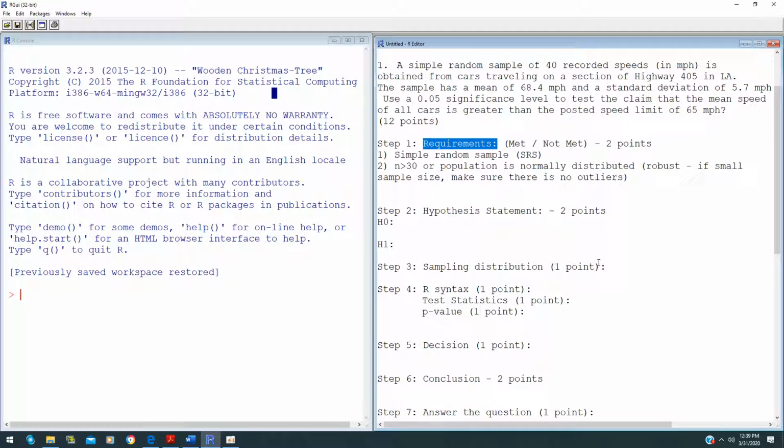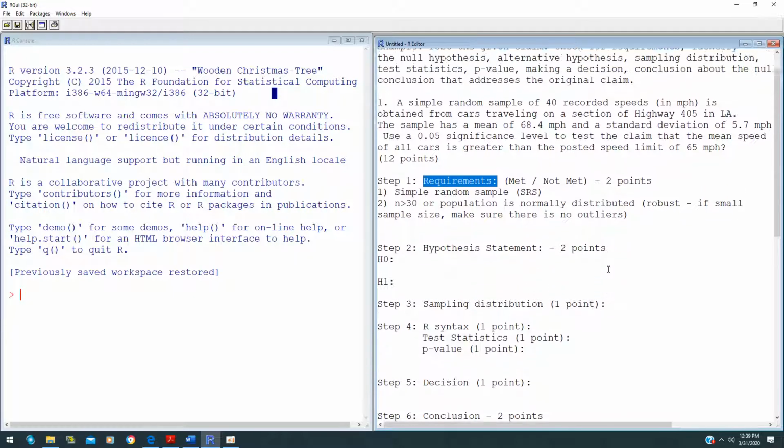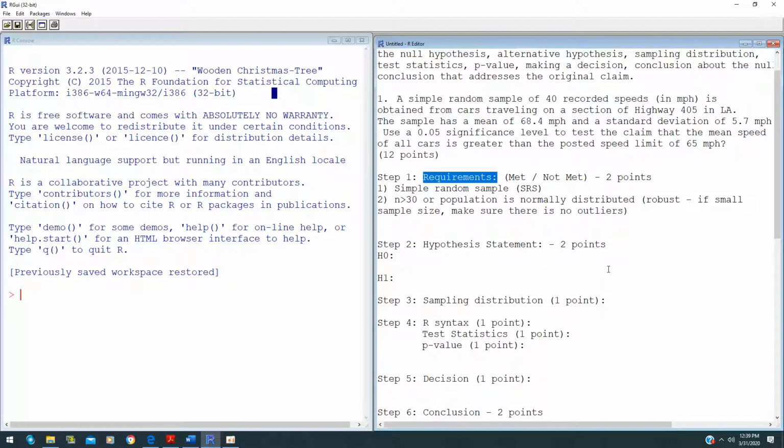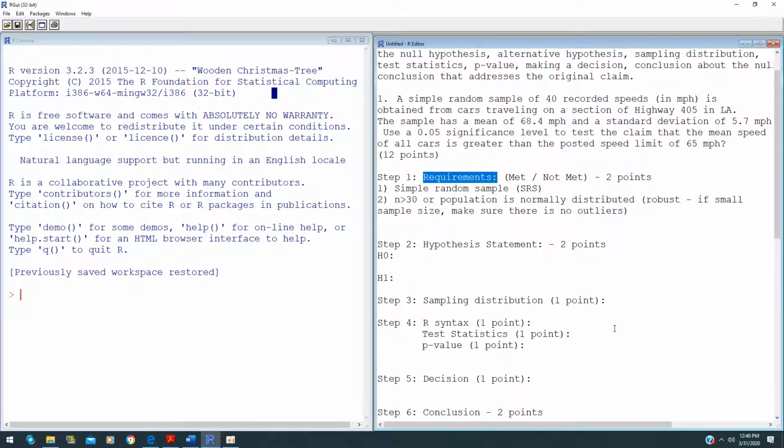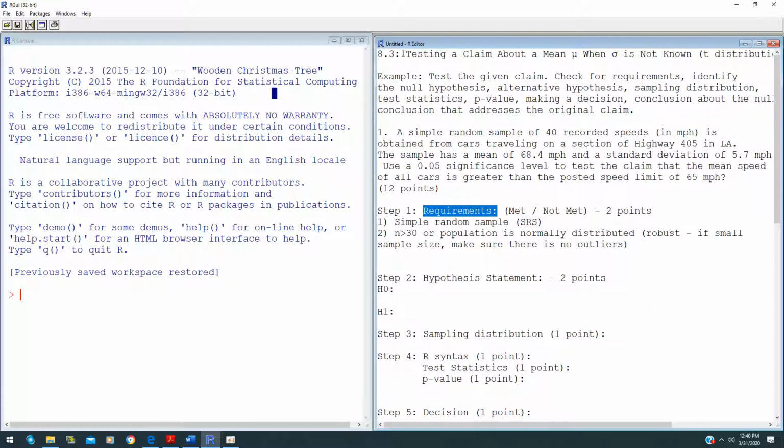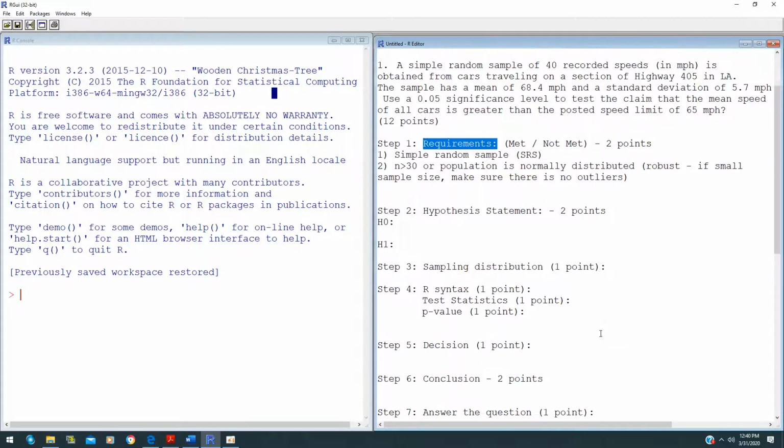What is a sampling distribution? The sampling distribution in this case is either you give it to me as a t-test or a z-test, or a t-distribution or z-distribution. In this case, we'll be using the t-distribution. Further on, you will be doing what we call a chi-square distribution, an f-distribution. You will use the z-distribution in 8.2 when you test a claim about the population proportion.